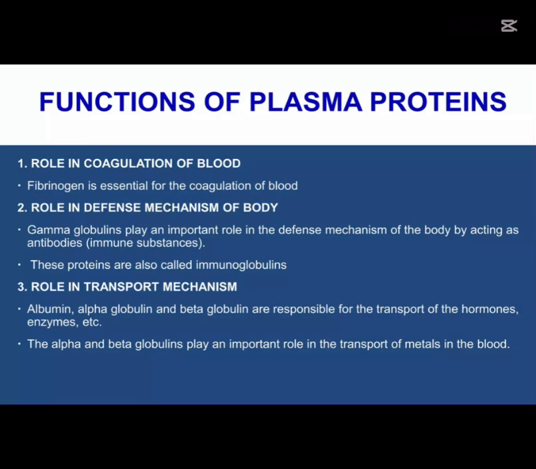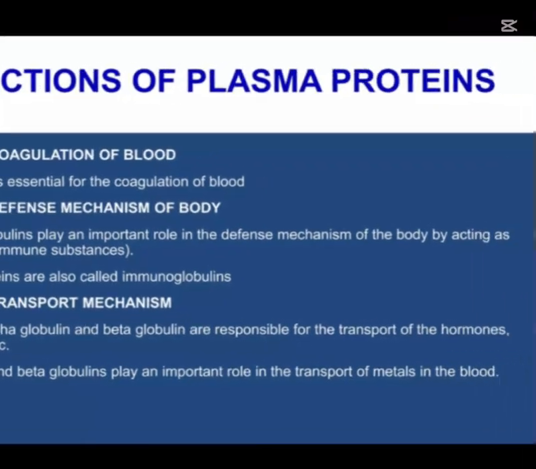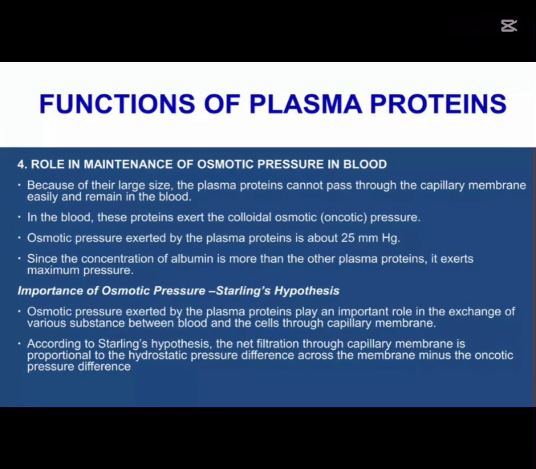Like I said, they are also used to maintain osmotic pressure in the blood by preventing filtration of the blood components into the tissues. They help to maintain it at 25 mmHg always, because when you take them away, it becomes a problem. The concentration of albumin is more than the others in exerting pressure. According to Starling's principle, the net filtration through the membrane is directly proportional to the capillary hydrostatic pressure difference between the membrane minus the oncotic pressure.